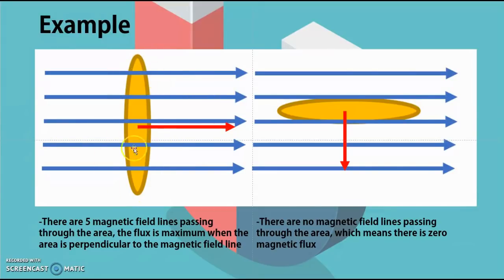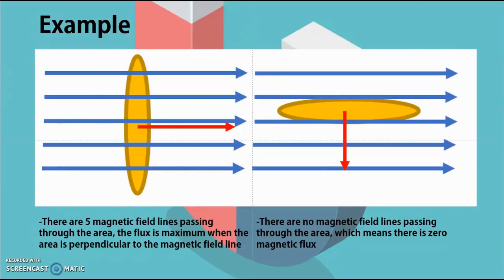It is most exposed to the magnetic field lines. In this second picture, there are no magnetic field lines passing through this yellow area, and the normal line is 90 degrees to the magnetic field line. Then if you plug it into the formula, you get a 0 value, meaning that there's no magnetic flux here at all.